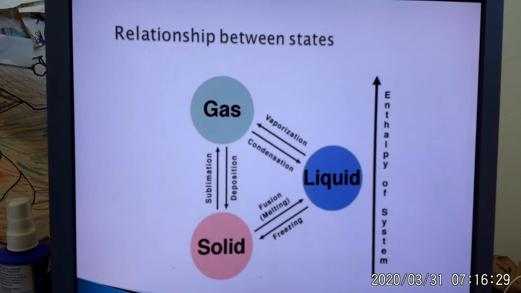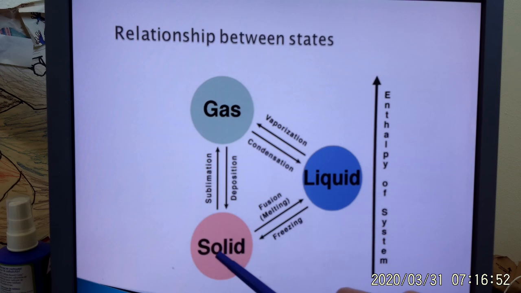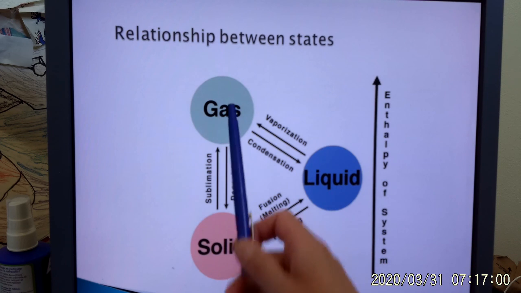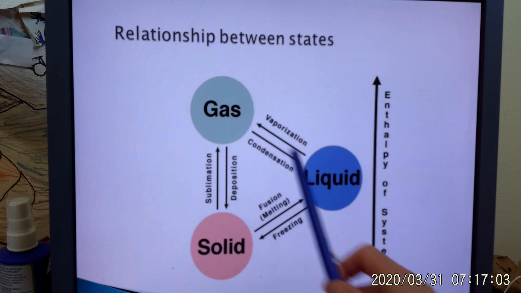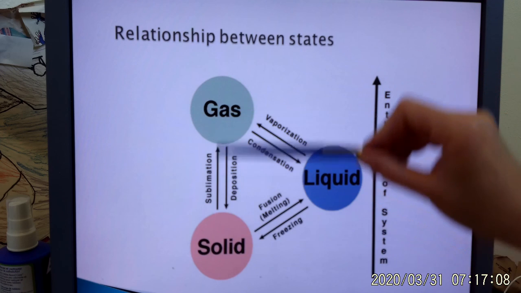So here's your overall relationship between your states. This is the enthalpy of my system. Solids don't really have a lot of energy in them because they're held in a 3D geometry. And so a solid is the lowest of the energy states, then liquid, then a gas. So solid going to liquid, that's called fusion or melting. Liquid to solid, called freezing. Liquid to gas, it's vaporization. Gas to liquid, it's condensation. A solid to a gas is sublimation. Gas to a solid is deposition.